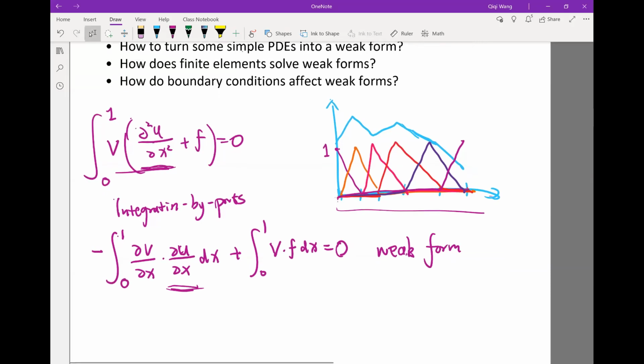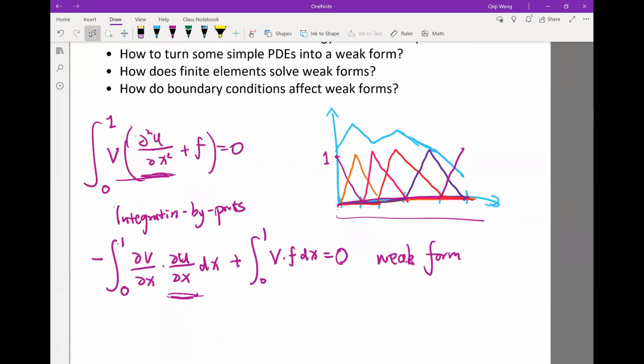So how does finite element solve weak forms? It's basically by plugging in these different elements of the basis into the test function v to get a finite set of equations. Then we represent u also as an unknown linear combination of the basis functions. This finite set of equations is going to help us solve this finite set of unknowns.